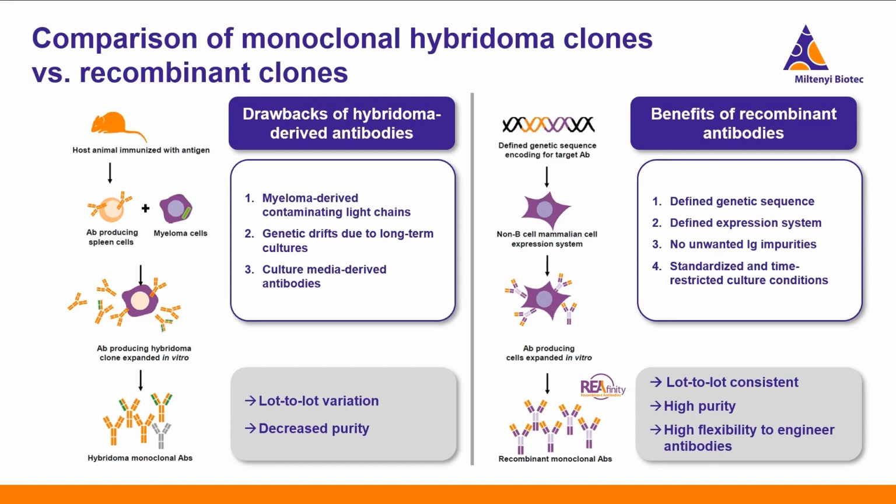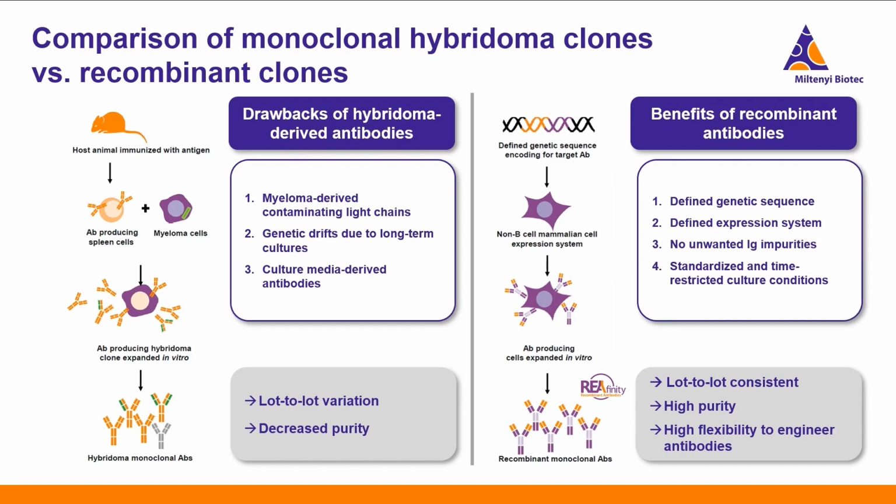These B cells are then fused with a myeloma cell line, resulting in hybridoma cells that exhibit stable expression of the antibody. However, it's important to note that these products may contain myeloma cell line-derived light chains, and genetic drift can occur due to prolonged cell culture. As a result, hybridoma antibodies often display variability from batch to batch and may have decreased purity.